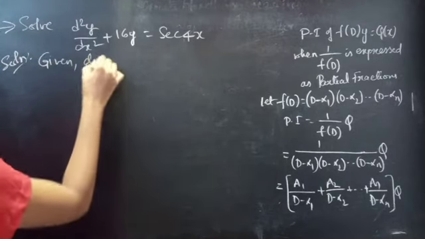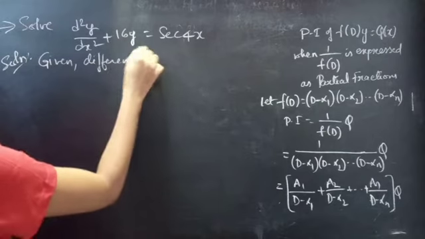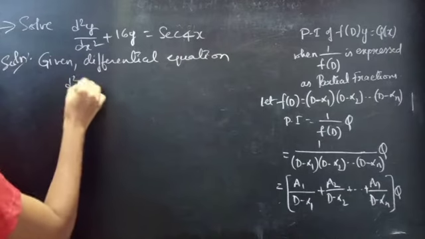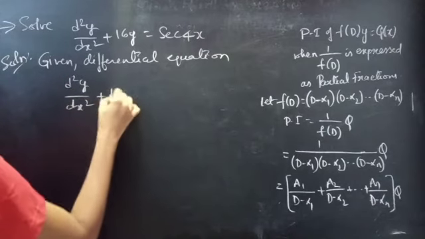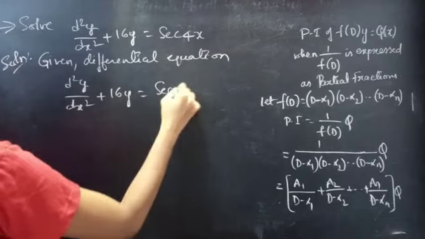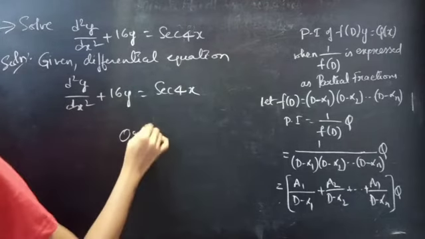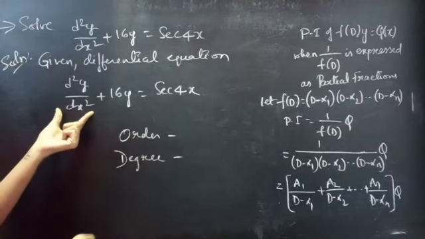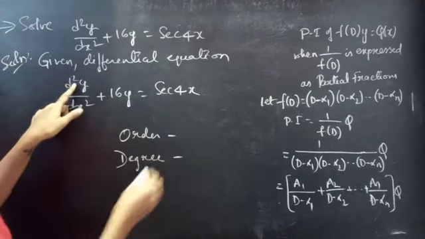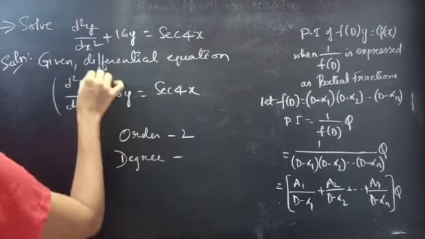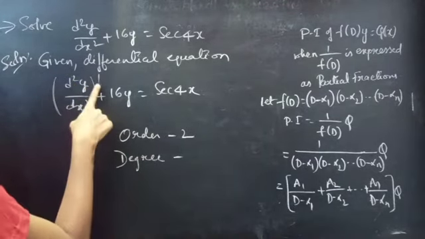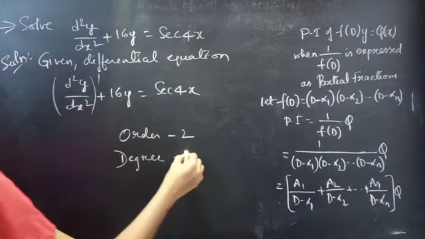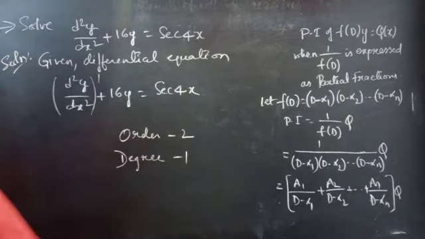Given differential equation, d square y by dx square plus 16y equals secant 4x. So identify the highest derivative. Here, d square y by dx square is the highest derivative, so our order will be 2, and the highest power of the highest derivative is the degree. So here our degree is 1.